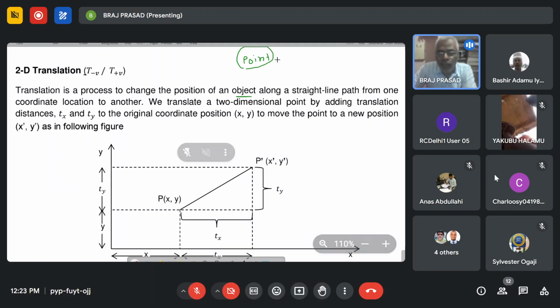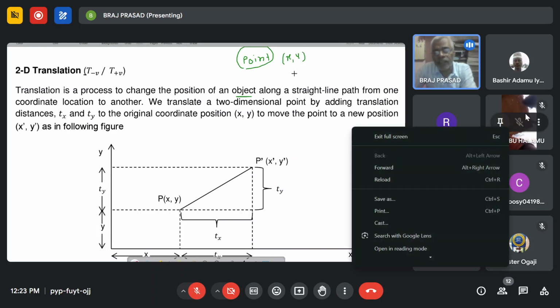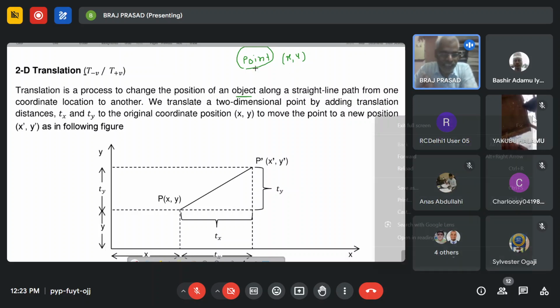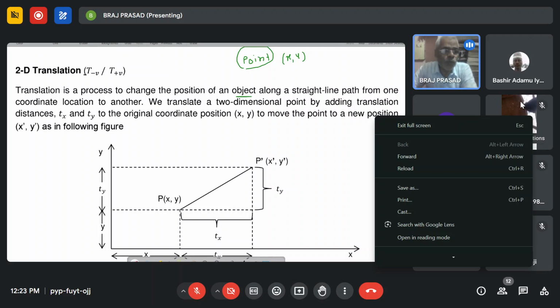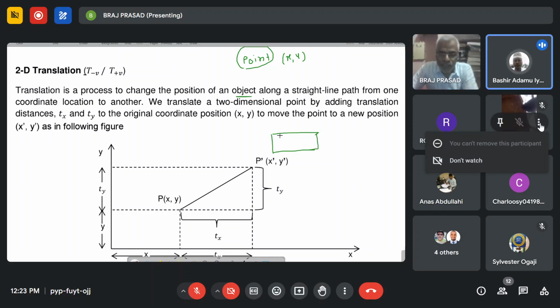The coordinate of this point will be at least x and y. There are two different coordinates of any point, x and y. For simplicity I will use a single point, but if you use a rectangle, there are a number of points.